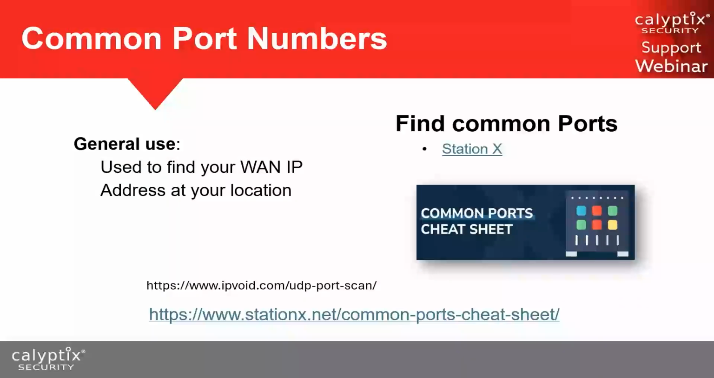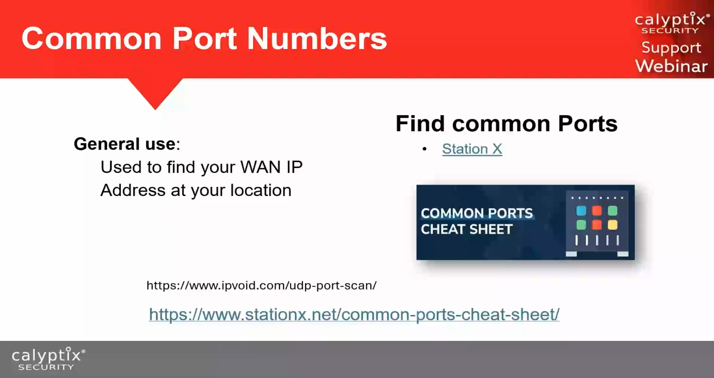So, common ports. A lot of people might not know that there are certain ports that we use that are static. So an example of this might be if you're looking for FTP traffic, you're going to use port 21. If you're looking for SMTP traffic, you're going to use 25. If you're looking for secure web or HTTPS traffic, you're going to use 443. So these common ports are what we use.